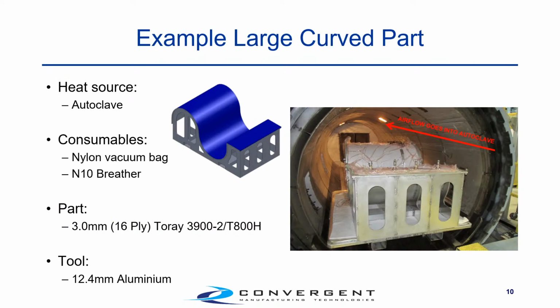The example case study we're going to use today is this large curved part. You can see it here in the autoclave. The airflow is back towards the page here, and you can see that it is on an aluminum tool. It's about 12 millimeters thick, and it was cured in the autoclave under a vacuum bag with breather. That's pretty typical conditions here, and is relatively thin. 16 plies gives us about 3 millimeters thick, using Toray 3900-2 with T800H fibers.